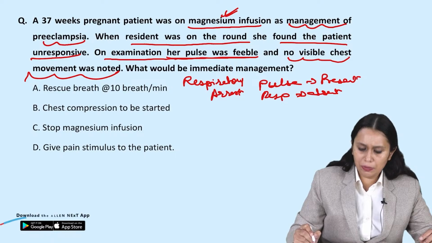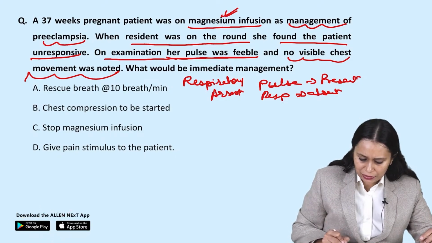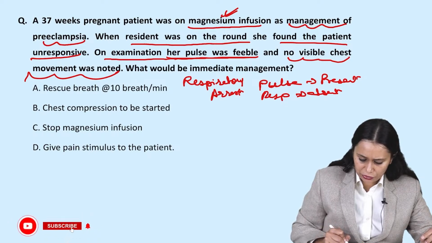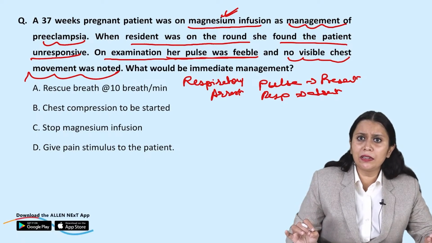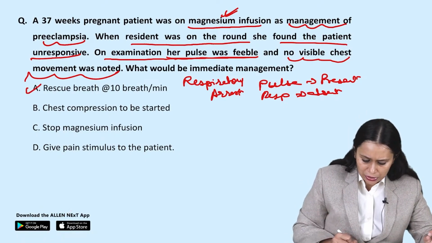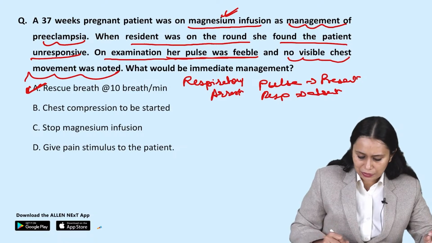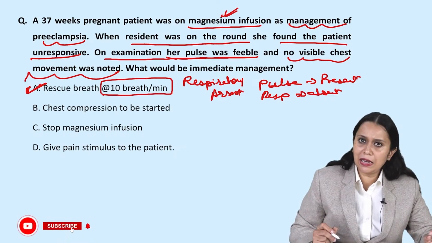So what will we do for the management options? Rescue breath at the rate of 10 breaths per minute. Chest compression to be started. Stop magnesium infusion. Give pain stimulus to the patient. Well, what do we immediately do in respiratory failure? We start rescue breath at the rate of 10 breaths per minute in an adult.